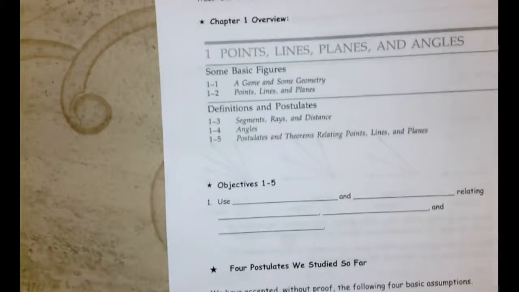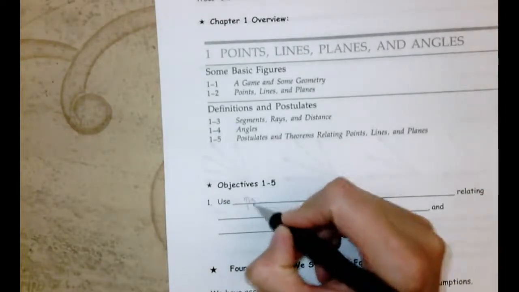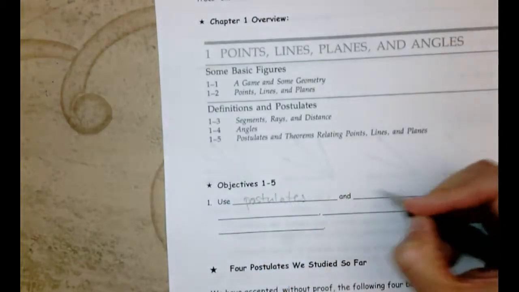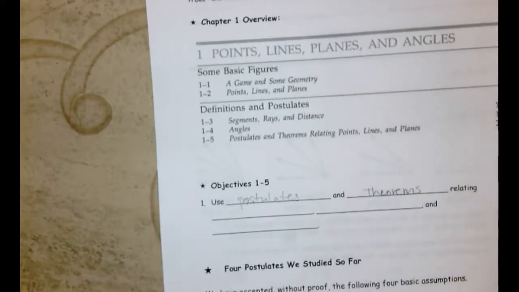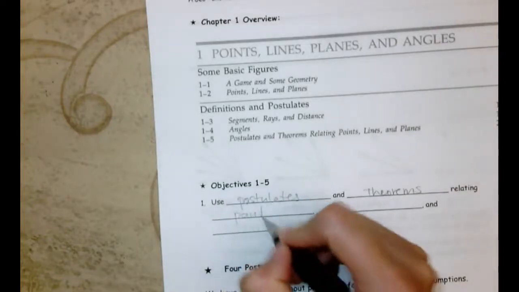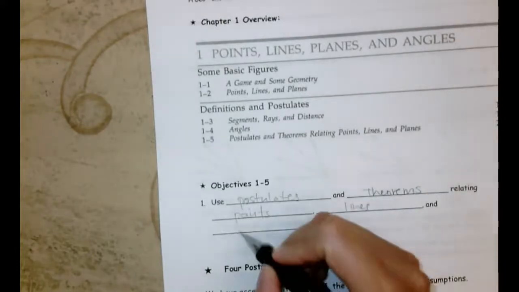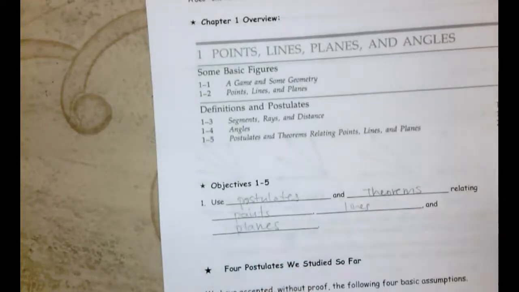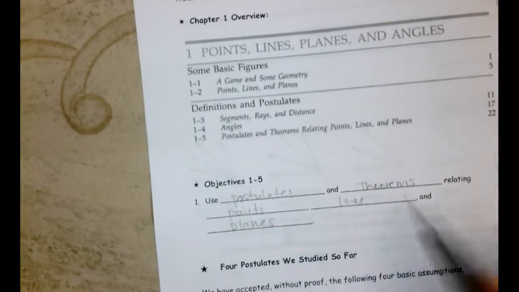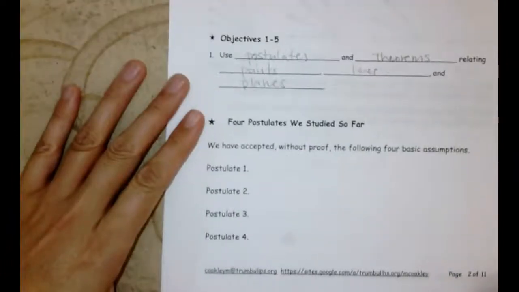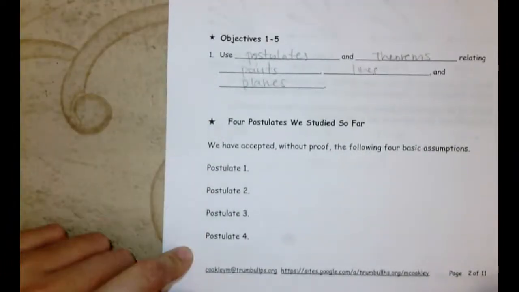Objective for 1.5 is use postulates and theorems. We are going to learn first theorems relating points, lines, and planes. Okay, so we are going to learn new postulates and theorems, and we will learn how to use them. Okay, so far we learned 4 postulates.